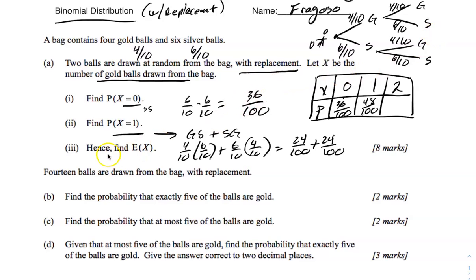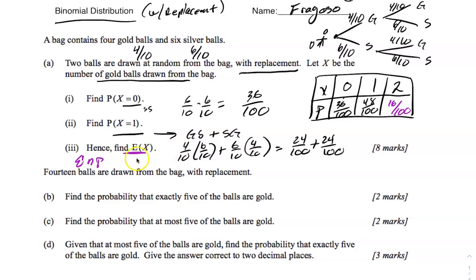Now, they say find the expected value. Remember our expected value formula? You multiply each x times its probability, and then take the sum of them. So I'm going to multiply 0 times this, 1 times that, 2 times that, and add them all up. Well, first I've got to find out what the probability of 2 is. There are 2 ways of doing it. Remember, probabilities always add up to 1, so you can do 1 minus these 2, or getting 2 gold balls is just gold-gold: 4 out of 10 times 4 out of 10, which is 16 out of 100. So any way you want to find that.